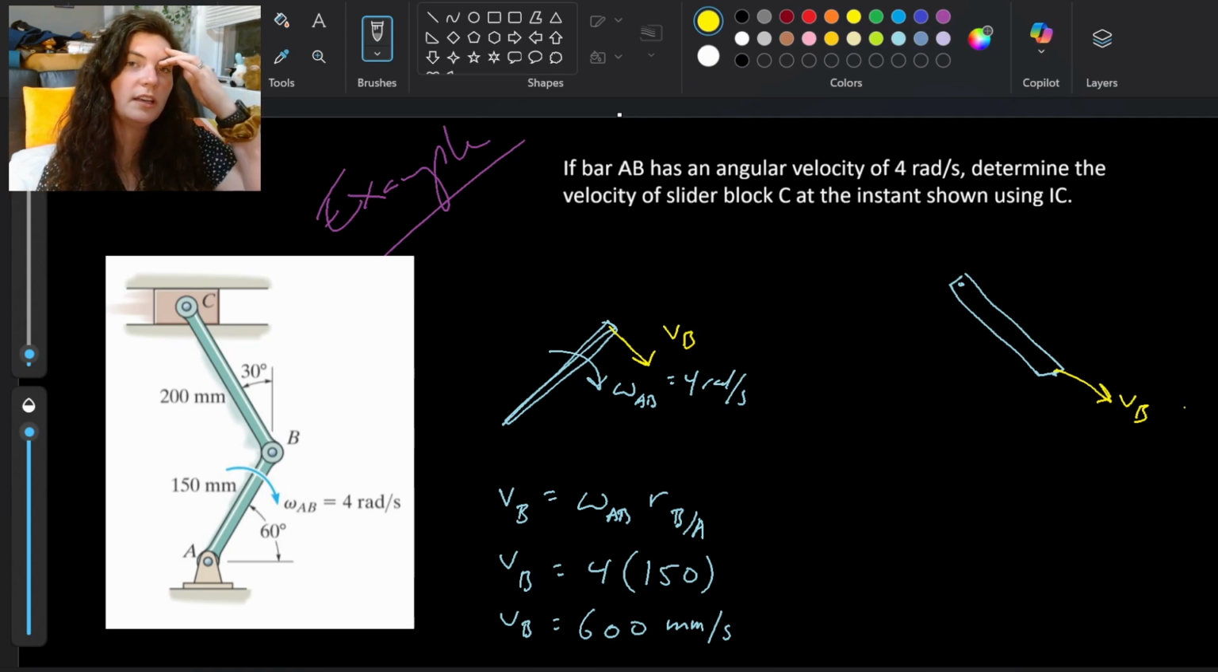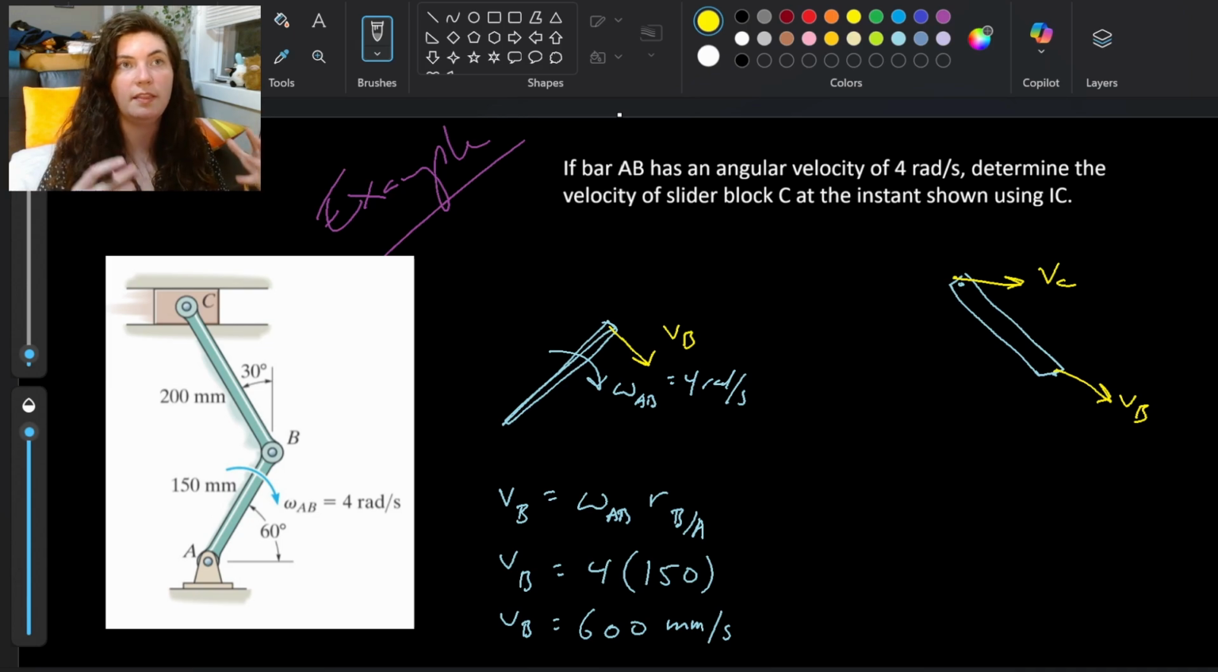And then we can also think about, well, how is block C moving? Right, this is what we're trying to find. We're trying to find the velocity of our block C. We know it's either going to be left or right. It's stuck in that little fixed track, so C can only move to the left or right. And the way that B is pulling it, I'm going to go ahead and assume that our velocity of C is pulling that block to the right.